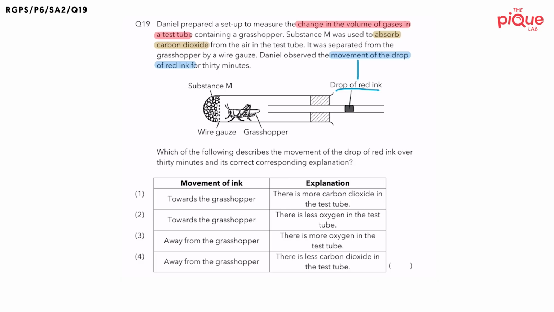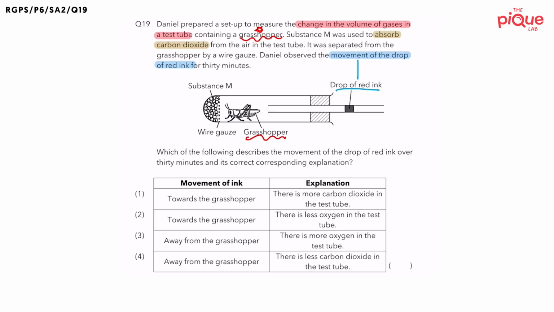Now, when you look at the question from the start, it says that this person wants to measure the change in volume of gases in a test tube containing a grasshopper. So who do you think is the star of the show of this question? The star of the show must be the grasshopper. So, when we think about gases, how can we link gases to grasshopper? Now recall, is grasshopper a living or non-living thing? Grasshopper is a living thing, correct?